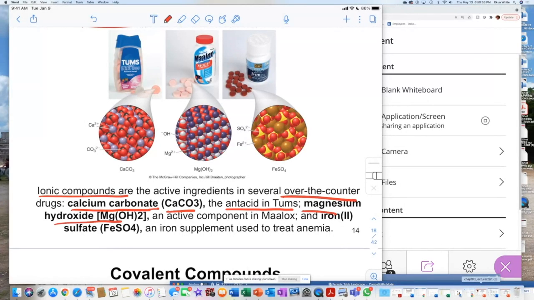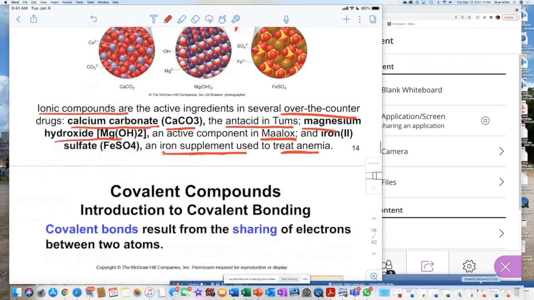Magnesium hydroxide, this is in Maalox. I think that's how you pronounce it, right? Maalox. And then you have iron 3 sulfate. This is iron pills. If you've ever had this, it tastes nasty, right? It tastes like metal. This is a supplement that's used to treat anemia. So if for whatever reason you have anemia, you may be put on this supplement. Nasty stuff. But anyway, yeah.